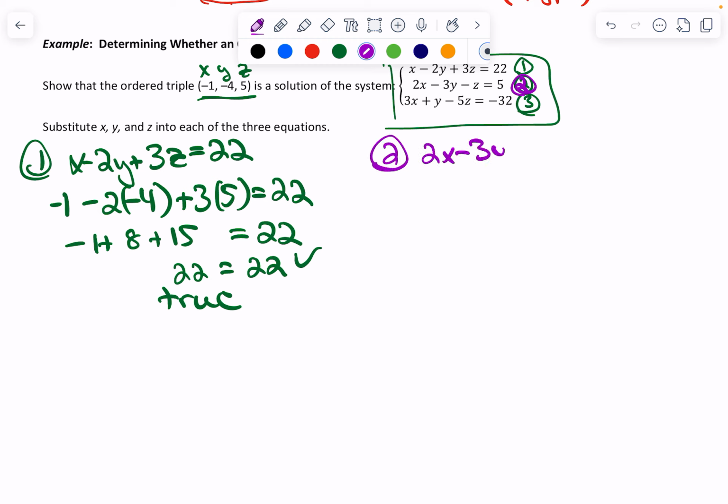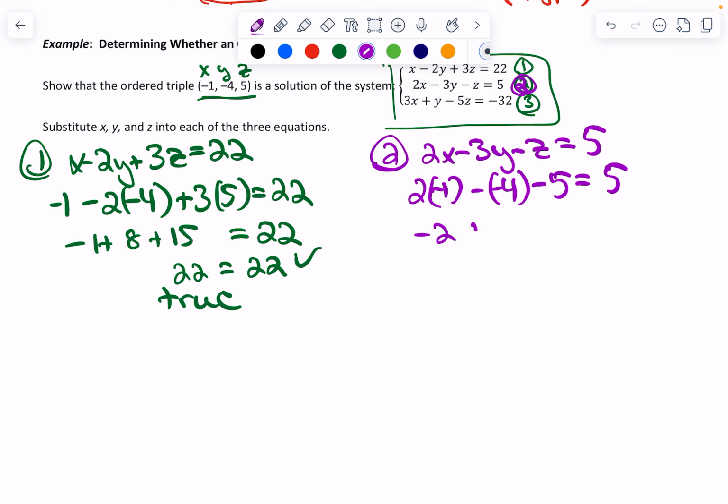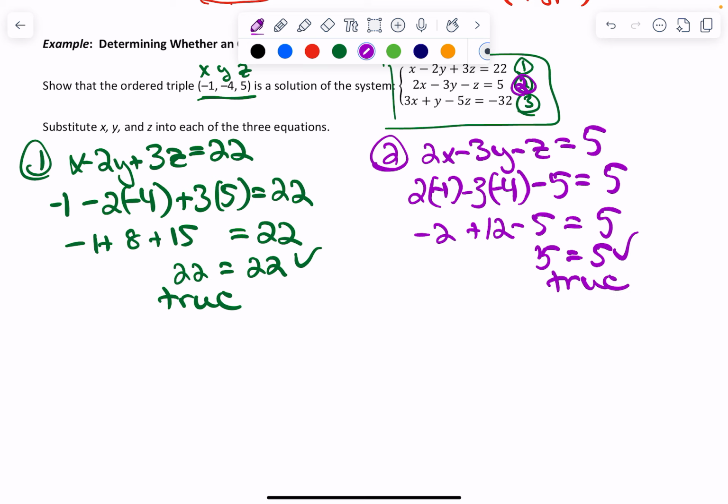2x minus 3y minus z equals 5. Our x is negative 1 still, y is negative 4, and z is 5. So negative 2 plus 4 minus 5 equals 5. Hold on a second. I'm missing something here. That's not a 4. I'm missing a negative and a 3. That's what I was thinking. So plus 12. 12 minus 2 is 10, and minus 5 is 5. So again, this is true. Make sure that you do the calculations correctly so that you get true when you're supposed to.